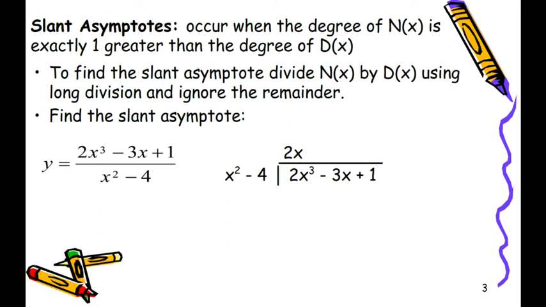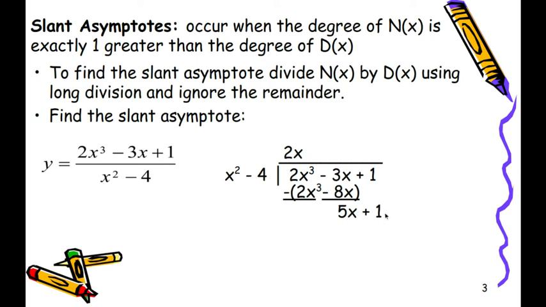So that's how we do any type of long division. So 2x times x squared will be 2x cubed. 2x times negative 4 will be negative 8x. And then we have to subtract. So since we have two terms, I like to put it in parentheses. And we're subtracting both terms. So when you subtract here, the 2x cubed minus 2x cubed will cancel. And the negative 3x minus negative, so it becomes plus 8x, will give us a 5x. And then we can bring down the next term, which is plus 1.